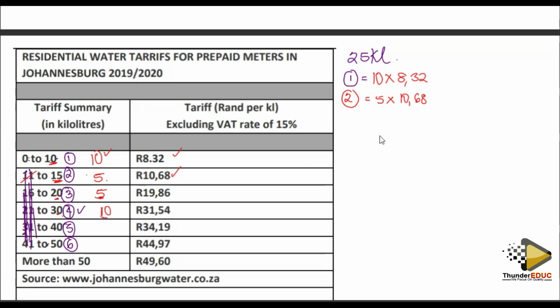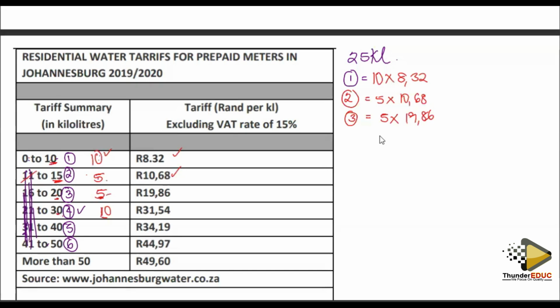Then we come to block number 3. Now, here we go. We've used this so far. When you add these two, this is 15. We have 5 to make it 20. So block number 3, it needs a maximum of 5. What are we going to do? We shall take it to be times 19,86.